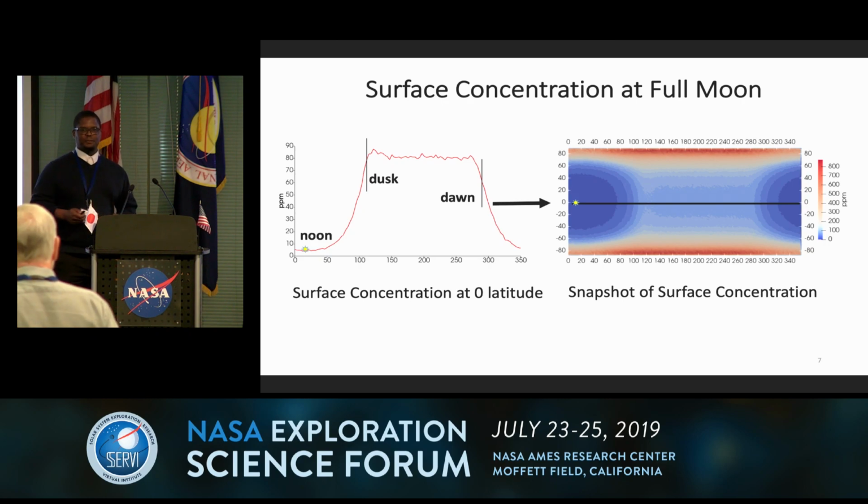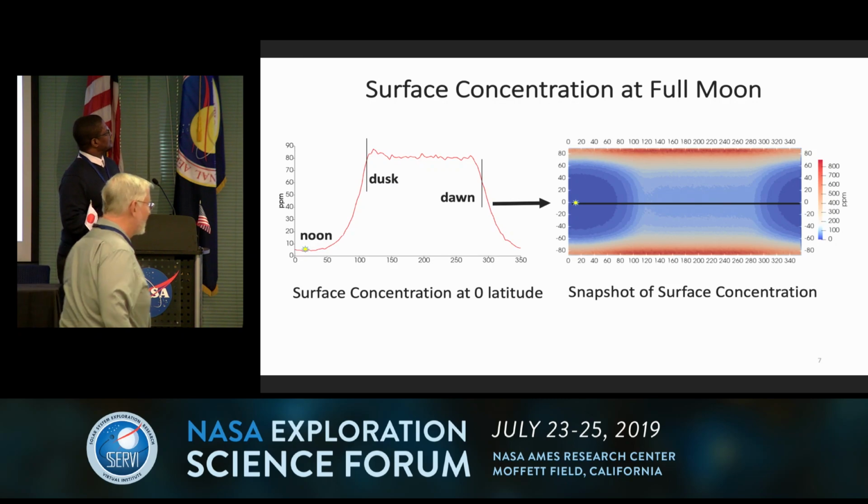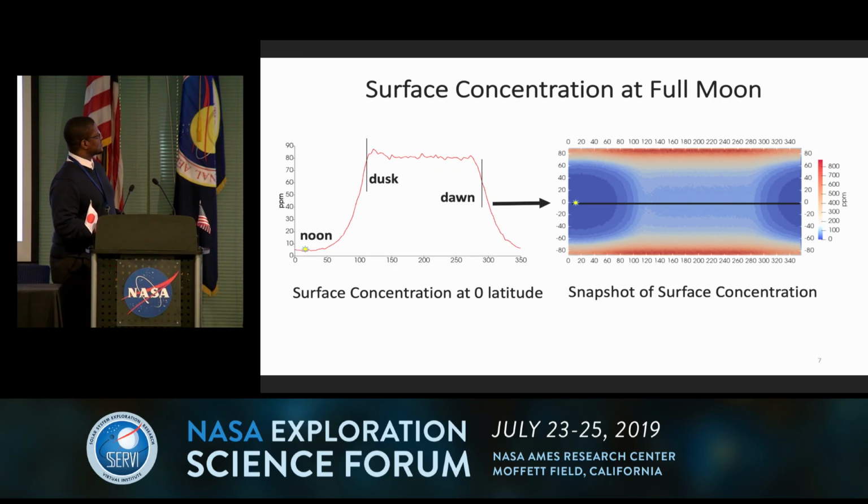So, results from our new study. This is showing the surface concentration of hydroxyl. So red is showing hydroxyl content from 200 parts per million up to 800 parts per million. Blue is below 200 parts per million. This is a surface map shown here. The little sun point just shows the subsolar point. And so if you take a snapshot during full moon, you get a surface distribution like this.